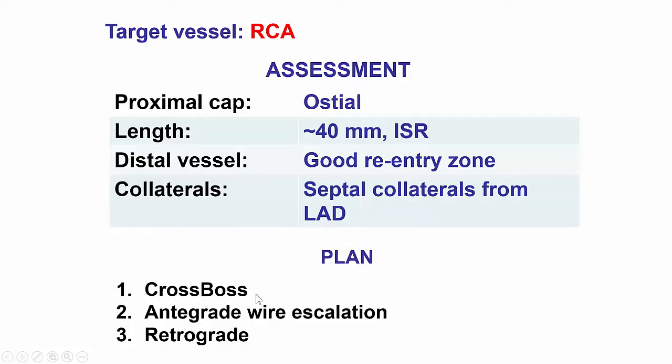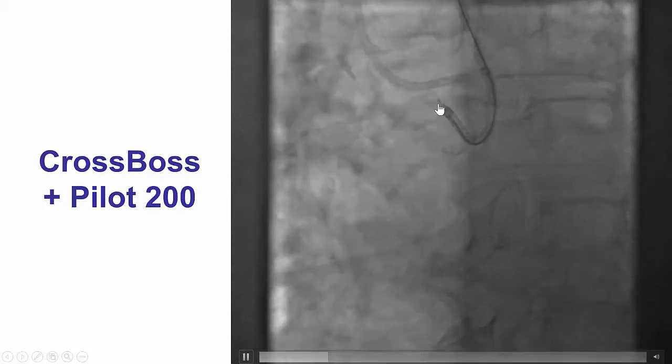Given that cross-pose works fairly well for in-stent restenotic lesions, the plan was to first try with a cross-pose catheter, followed by an Antegrade wire escalation, and then retrograde approach if everything else failed. The cross-pose was inserted to the proximal cap using a pilot 200 guidewire.